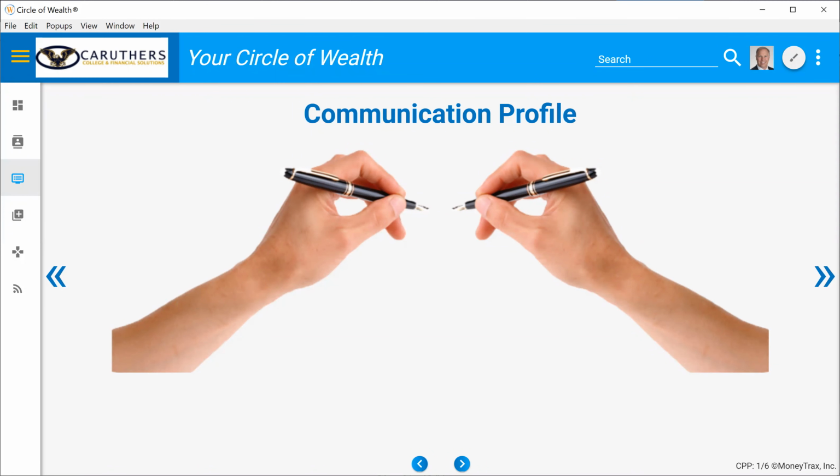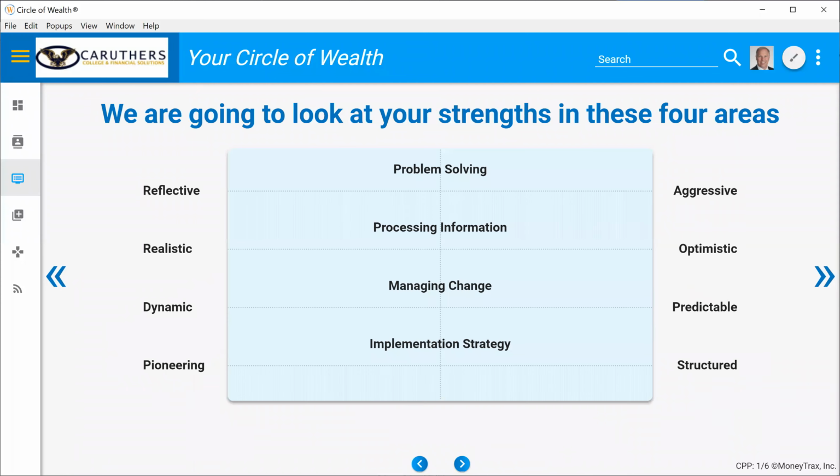So the idea here is, what are your natural strengths? There's basically 4 of them that we measure. When you look at the scale, it looks like this. Number 1 is problem solving, then processing information, managing change, and implementation strategy. And we have 2 axes there. We have the aggressive side on problem solving and the reflective side. Then we have the optimistic side on processing information and the realistic side. We have predictable versus dynamic on managing change. And then we have structured versus pioneering on implementation strategy.